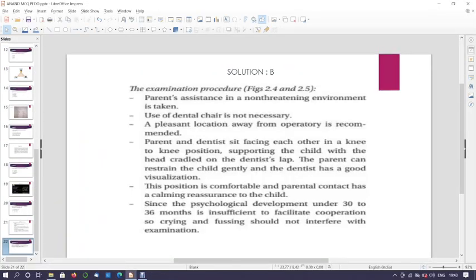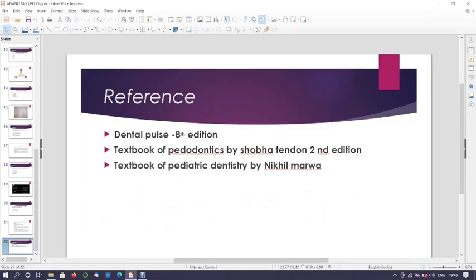Okay. The reference is from the Textbook of Pedodontics by Shobha Tandon and by Nikhil Marwah. So I hope this session might be helpful for you.